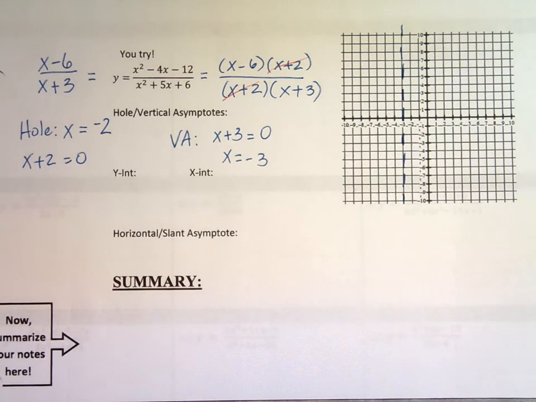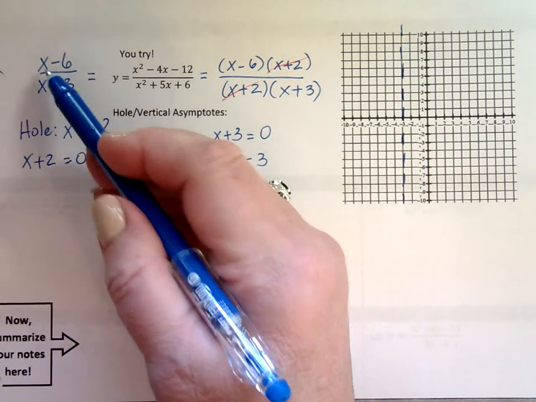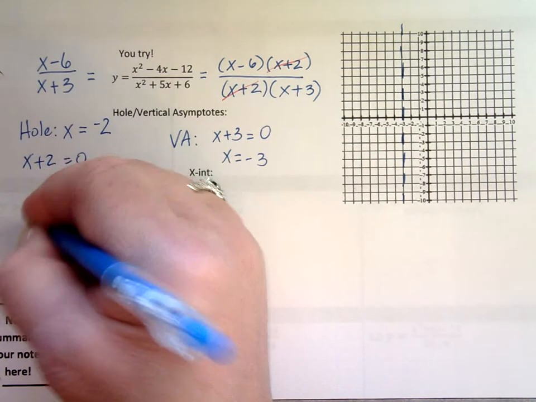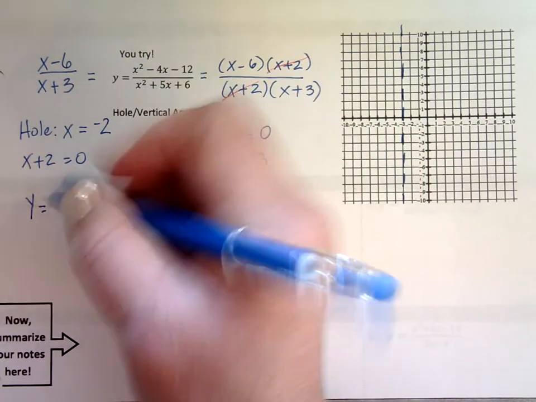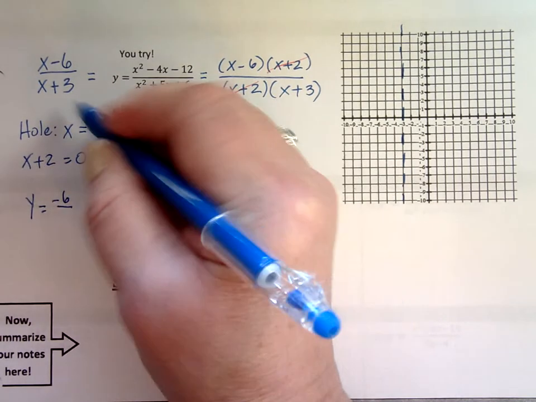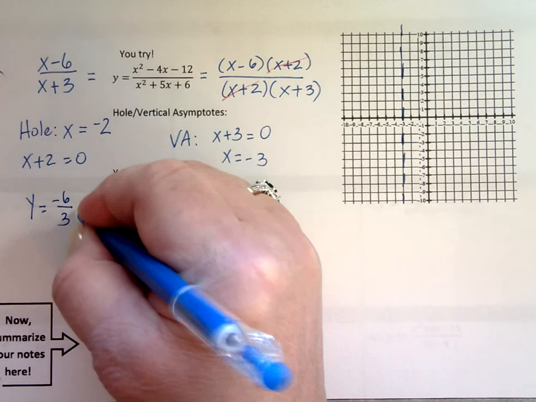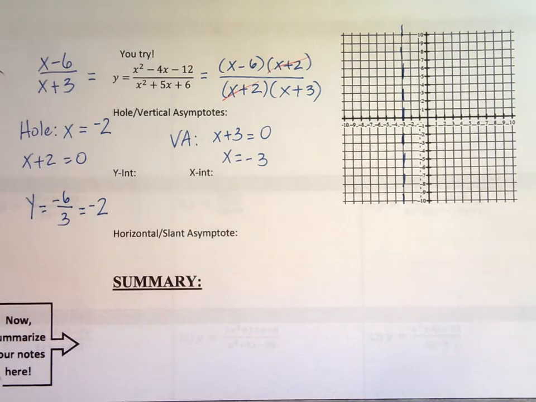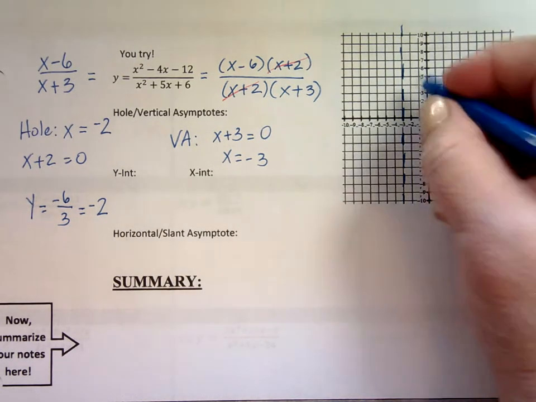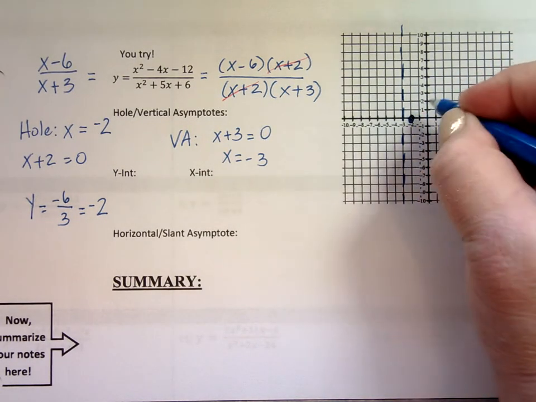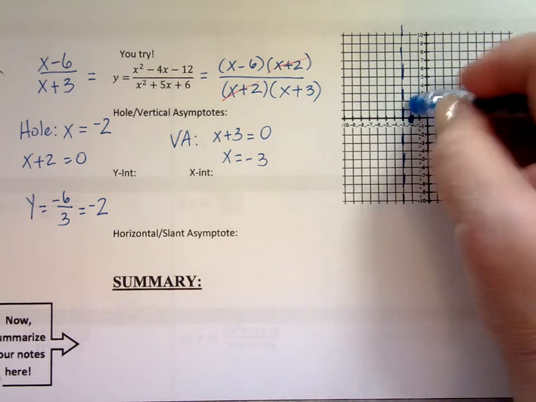Y-intercept: when x is 0, what do you get? 0 minus 6 gives me a -6 up top. 0 plus 3 gives me a 3 on the bottom. That's -2. Oh, y-intercept, my bad. Toss a circle on there. Y-intercept at -2. Put it on the right axis, winner.